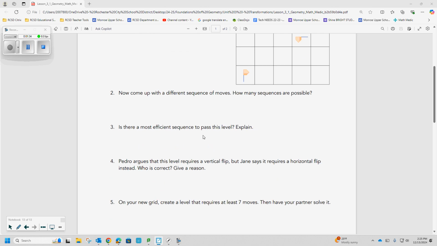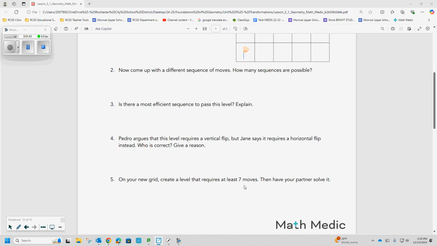try to find the most efficient way, think about what Pedro and Jane say, and then on a new grid, you're going to create a level that requires at least 7 moves, and then you're going to find a partner, and you're going to switch with them and have them solve it. Okay, and then when you are done with that, you'll come back to the video. Okay, so pause the video now and do the first part.